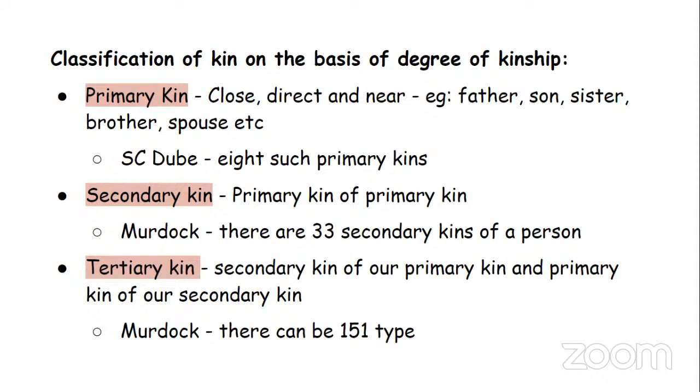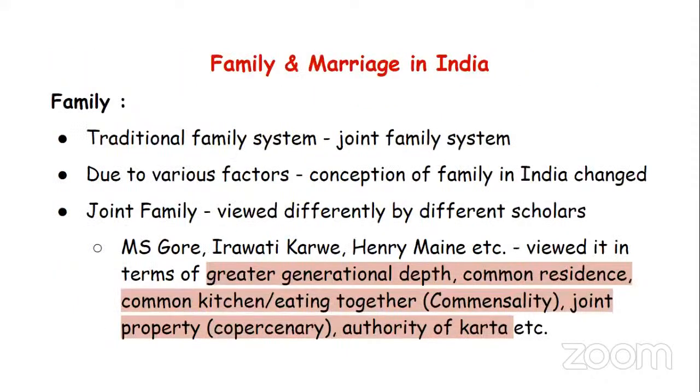So that is the classification of kinship or kins based on degree of kinship: primary kin, secondary kin, and tertiary kin. I hope it is clear. Now let's move to our next concept, which is family and marriage in India.